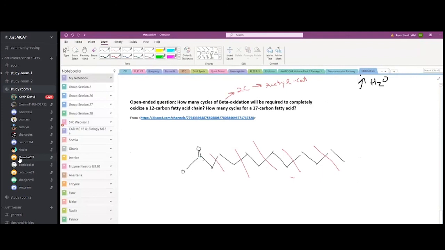Did I count this right? Hold on. 2, 4, 6, 8, 10, 12. So how many cuts do we have here? 1, 2, 3, 4, 5, and then I guess 6 right there if you want to do it that way. So we're going to have 6 beta oxidations. Or excuse me, what am I doing? It's 5. My goodness, guys, it's late. 5 for 12. So when in doubt, draw it out. 1, 2, 3, 4, 5 red cuts, not 6.